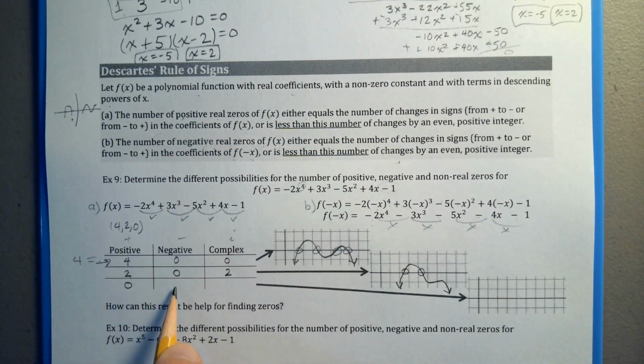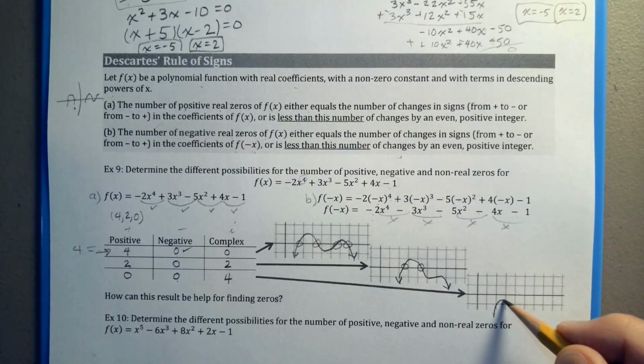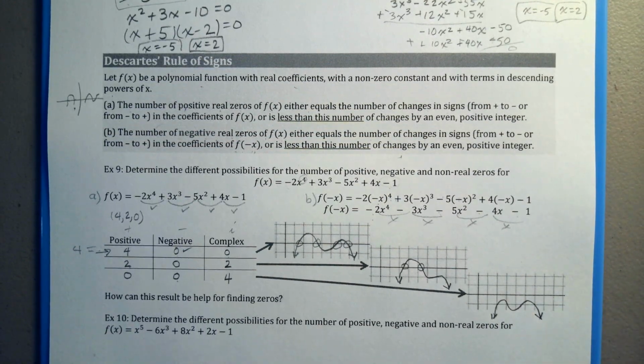Okay, and then what else is possible? Well, we could have 0. Again, negatives never increase. The number we get when we count it, it's that number or that number decreased by an even number. So we can't increase this. And then this one is 4. So what's that one look like? It doesn't intersect at all. It's all down below, let's say. Okay?